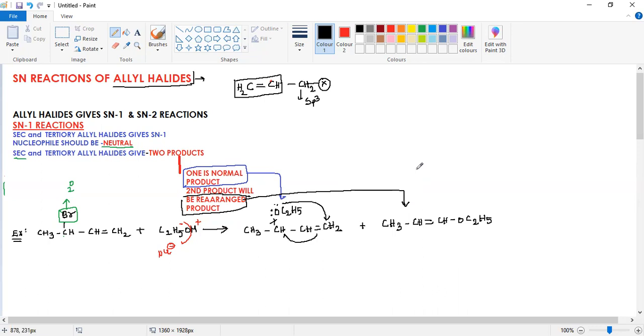Clear? I hope that you followed this very well, the example of SN1 of allyl halides. SN1 reactions of secondary and tertiary allyl halides give only SN1, and the nucleophile should be neutral, and it gives two products. Out of the two products, one is the normal product and the other is the rearranged product. That's it.